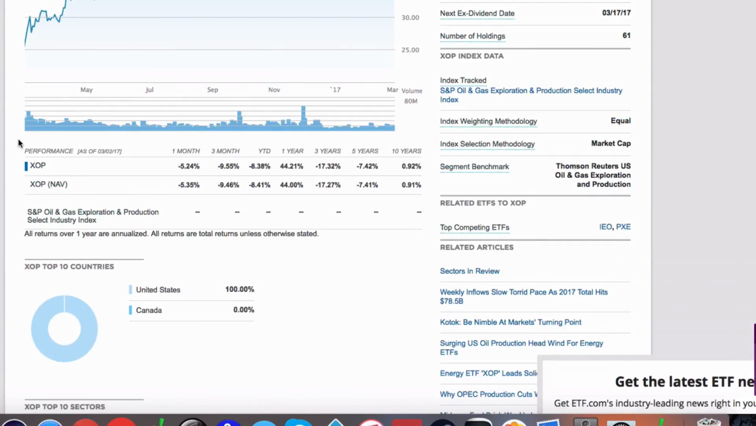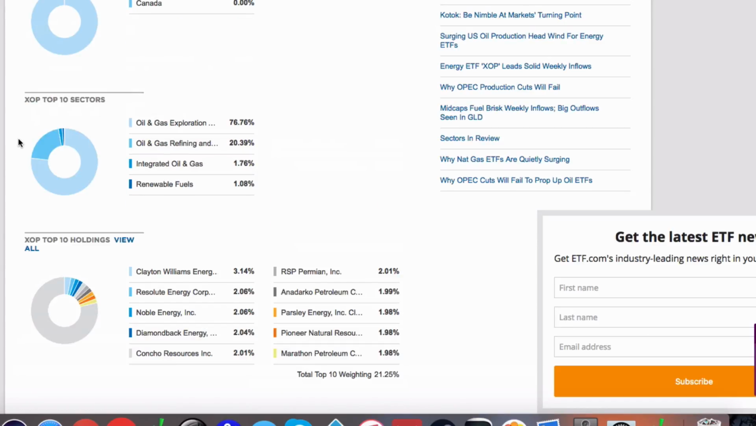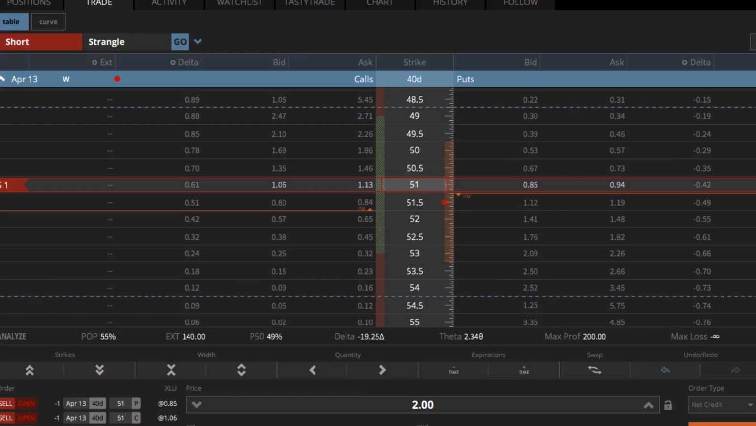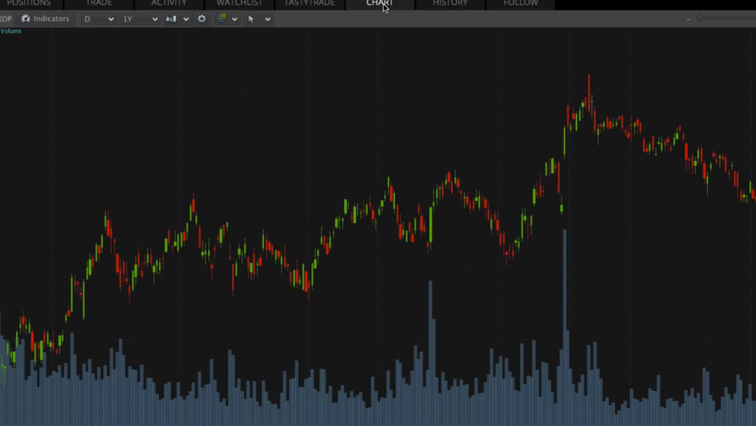Why are the holdings not listed here? Oh, here we go. Clayton Williams, Resolute, Noble Energy I've heard of, Diamondback Energy. Anyway, those are the companies that make up that. Let's take a look at XOP. Over to Tastyworks, XOP, chart.